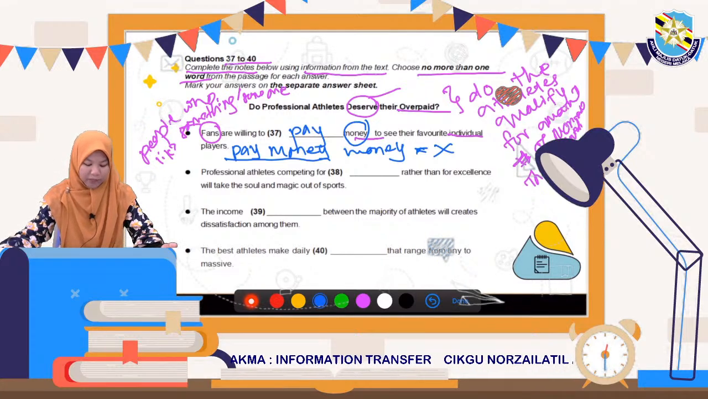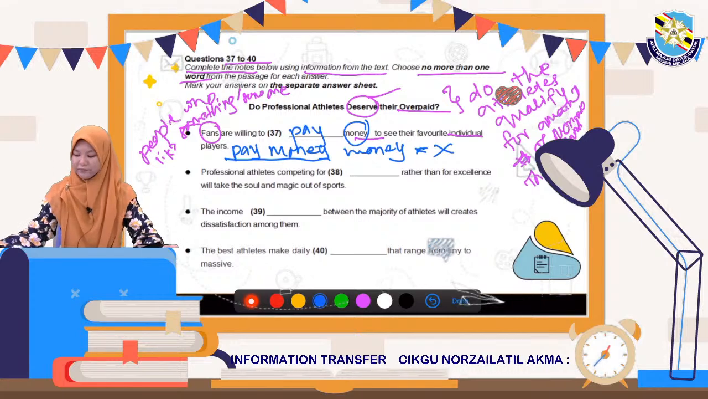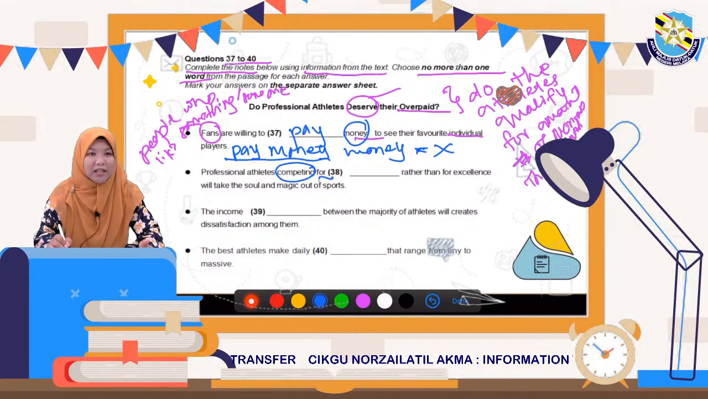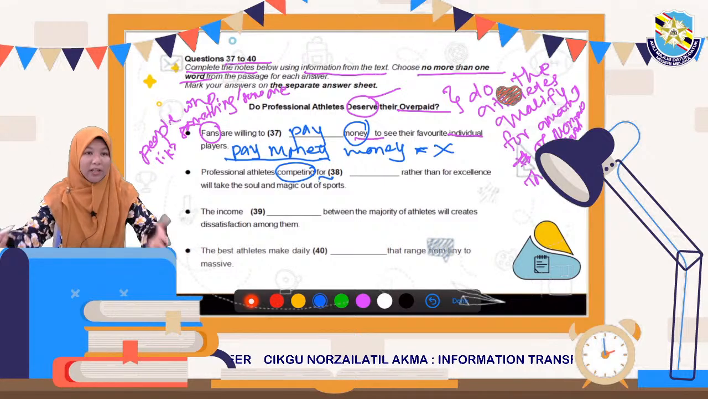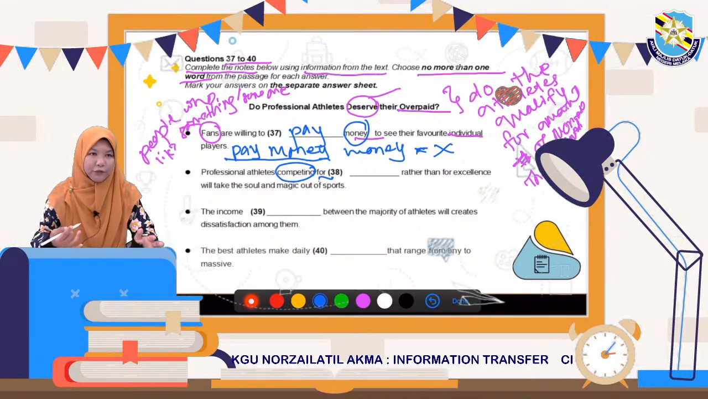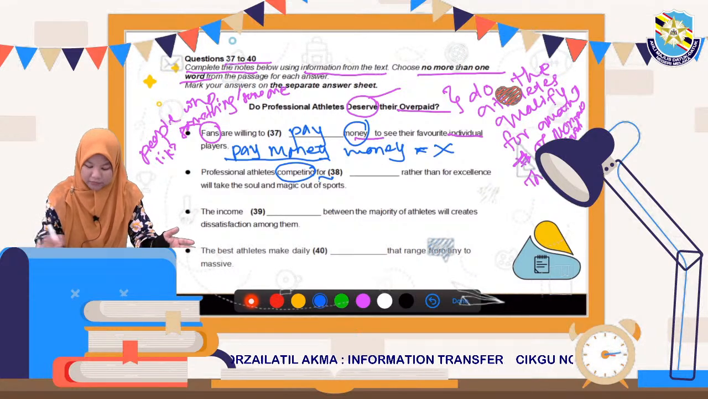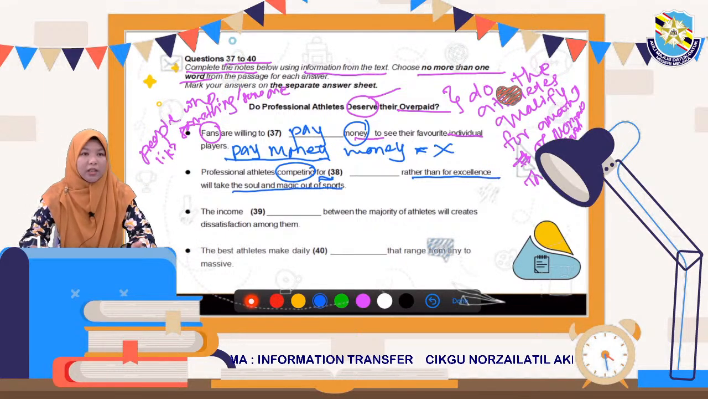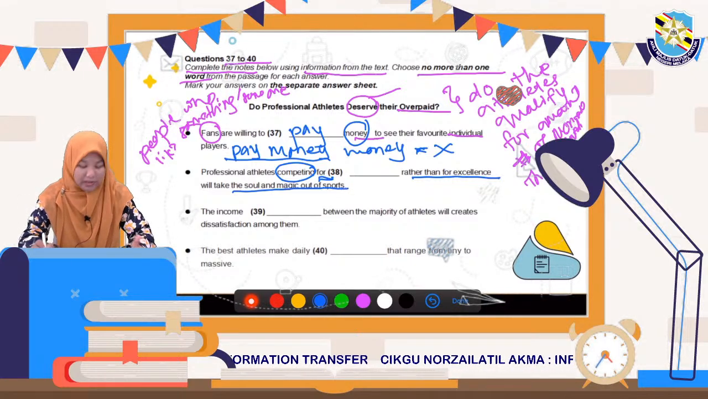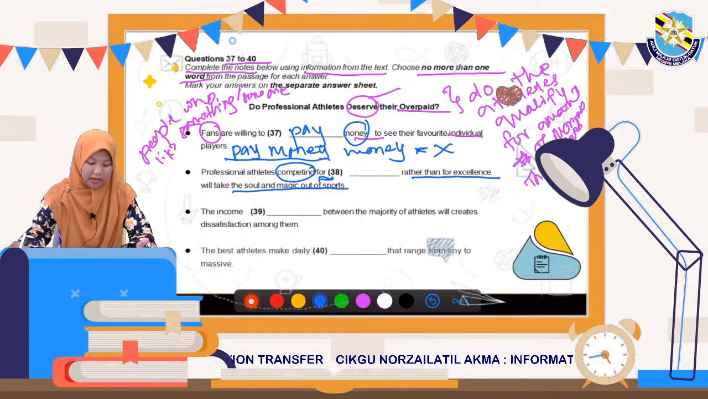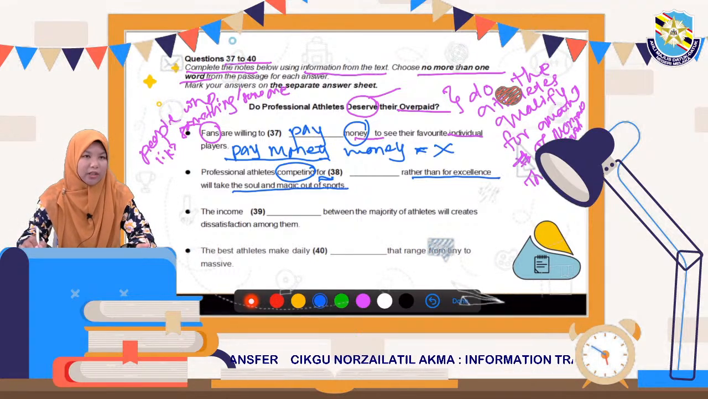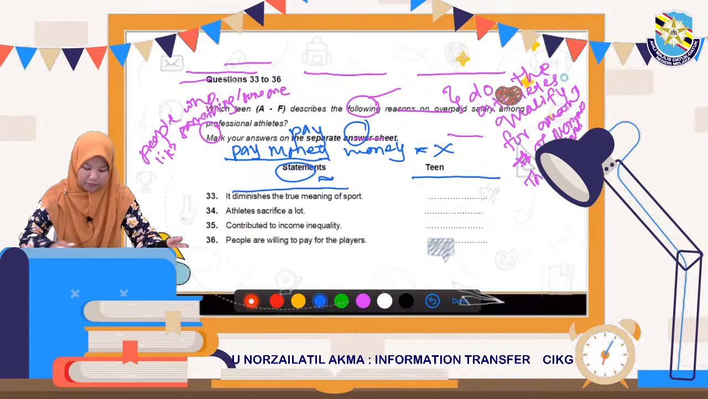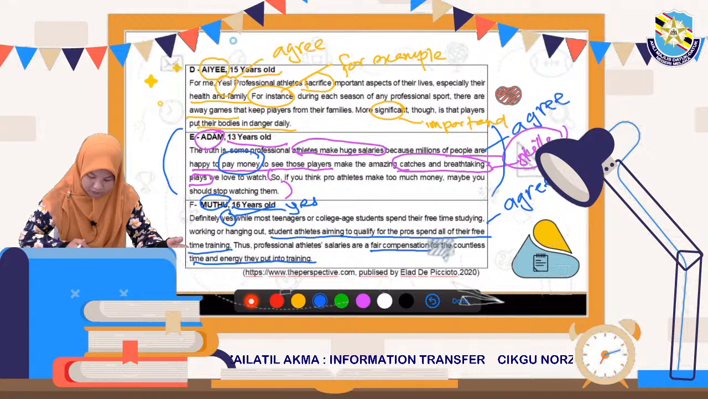Okay, question 38. Professional athletes competing for, okay, here, competing for. It means that they are having a match about what? Not about the games, but they have conflict rather than excellence. We'll take the soul and magic out of the sport. When there is a difference in what they receive, it will create tensions among them, and they actually try to compete with each other. Who will receive higher pay? Competing here will refer to this one.